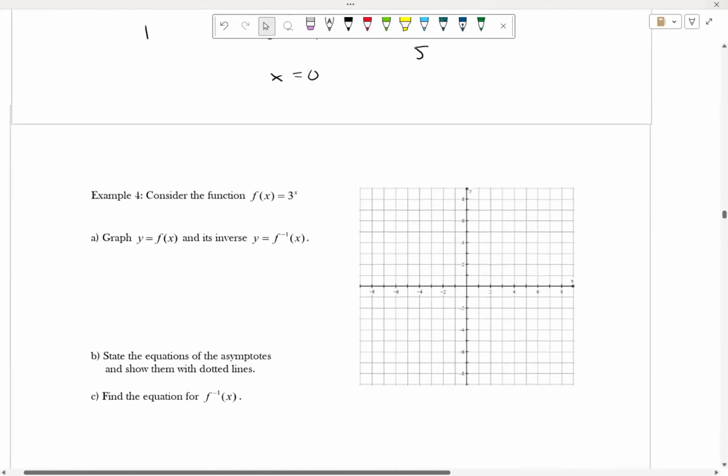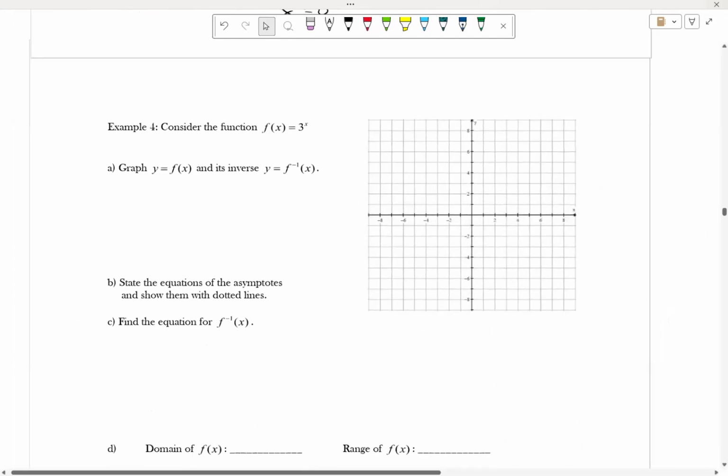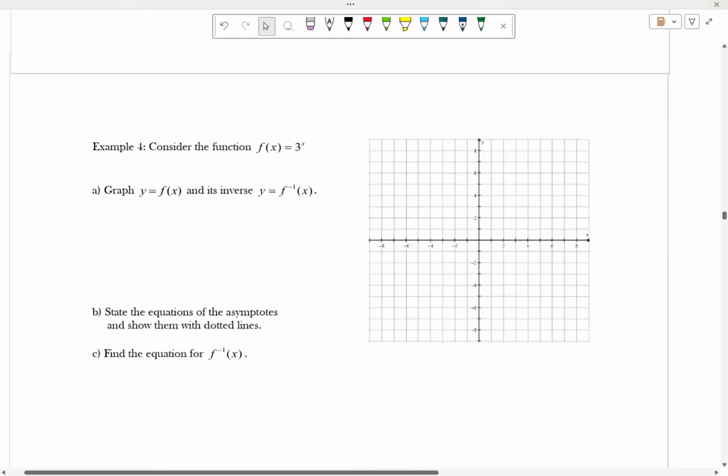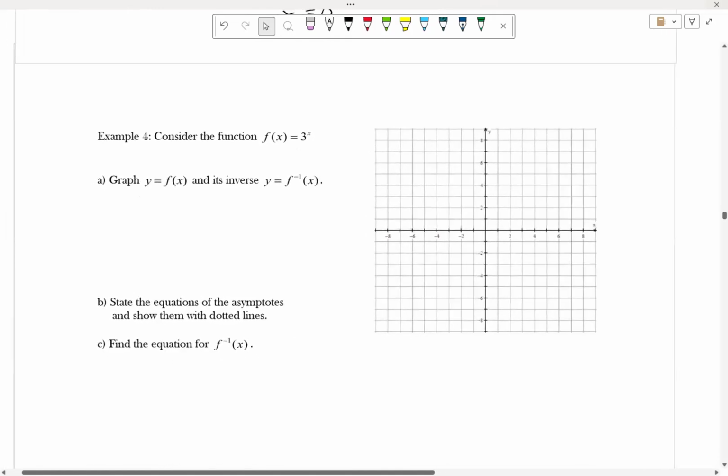Okay, any questions so far? Okay, go ahead and graph this function and its inverse.